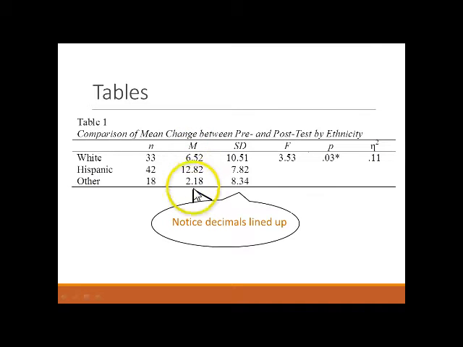Notice that the decimals are lined up within the columns. So if I didn't physically manipulate that, then basically the numbers would start either being centered within that column or they would be left justified. So you want to use the center or the decimal tab in your word processor to make sure that the decimals line up.